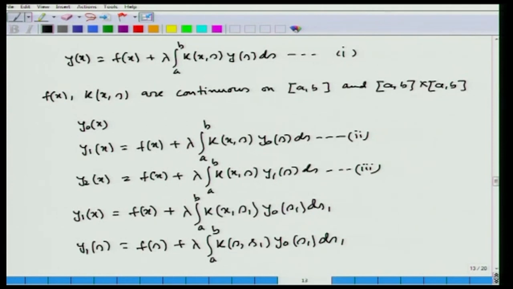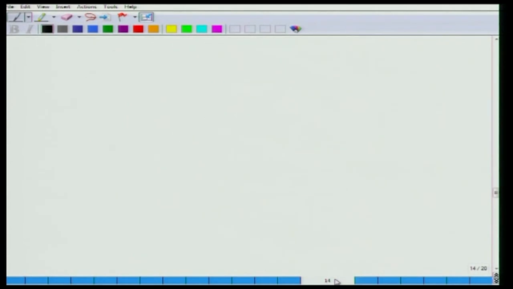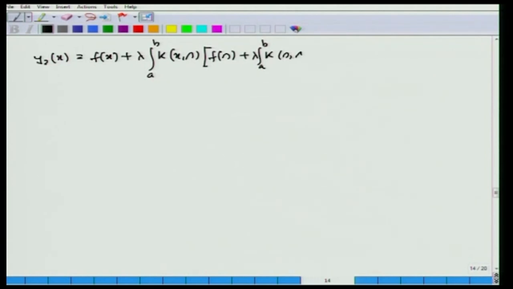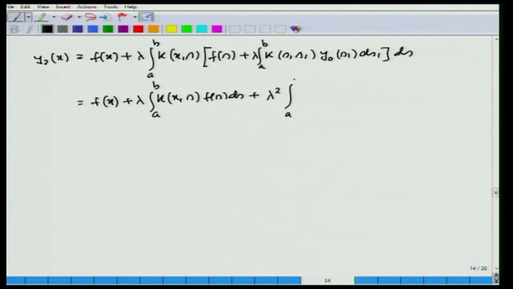Substituting this expression for y1(s) into 3, we can write y2(x) equal to f(x) plus lambda integral from a to b k(x,s), then f(s) plus integral from a to b, premultiplied by lambda, k(s,s1) y0(s1) ds1, ds. So, this is equal to f(x) plus lambda integral from a to b k(x,s) f(s) ds plus lambda square integral from a to b k(x,s) then integral from a to b k(s,s1) y0(s1) ds1 ds.